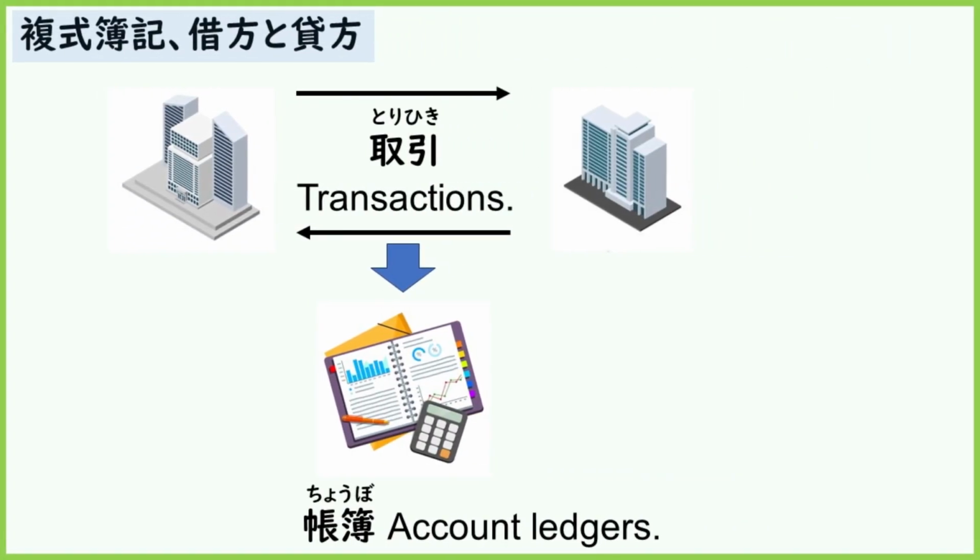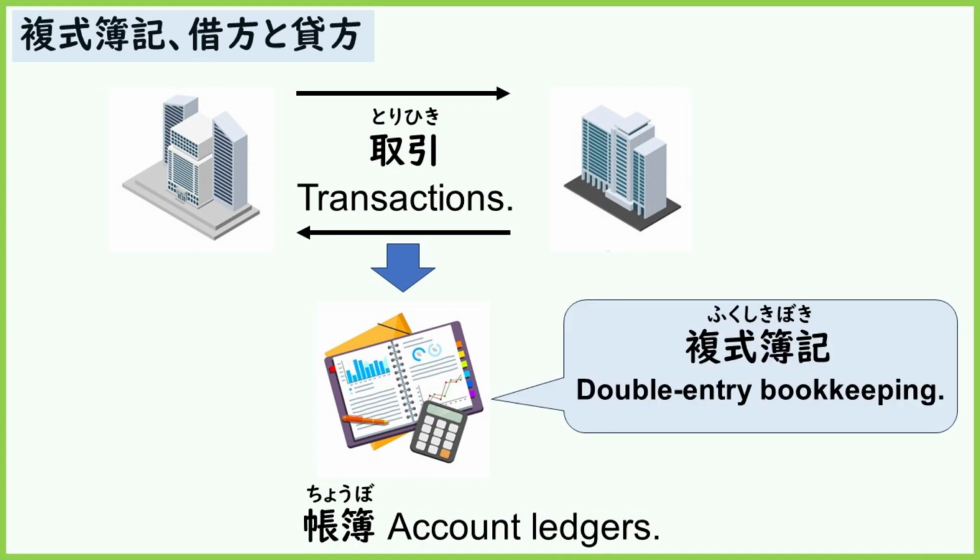In companies, daily transactions are recorded in account ledgers. Bookkeeping is the technique of recording information about these transactions in the account ledgers. One method of bookkeeping is known as double-entry bookkeeping. The process of recording transaction details in books is called journal entries. Now, let's look at an example of a simple journal entry.